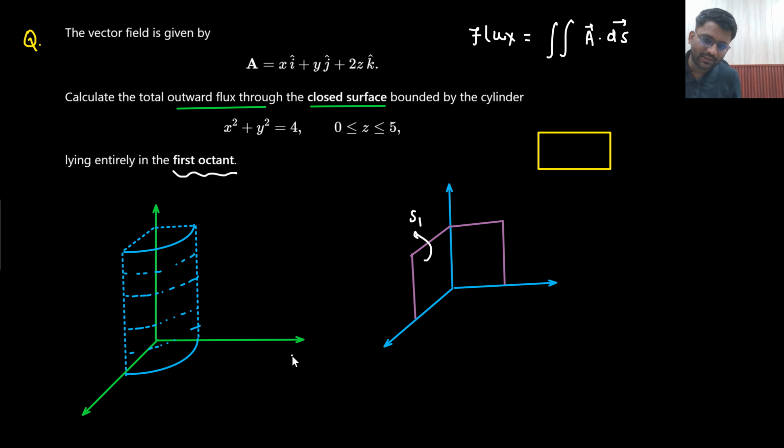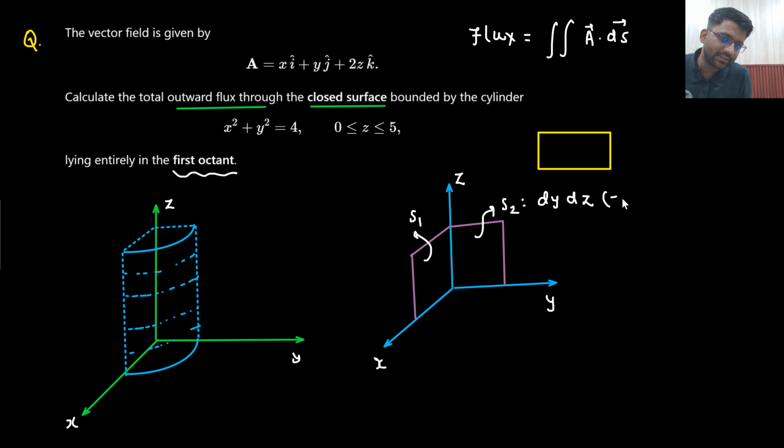Let's just say this is your X, this is your Y, and this is your Z. So this is in the XZ plane, and this surface is in the YZ plane. Can you write down the surface area for S2? Yes, sir, it will be dy dz, and the direction would be minus i cap. Why? Because the direction should be going out of the enclosed volume if the surface is part of a closed volume. You are moving in the YZ direction, so minus i cap.